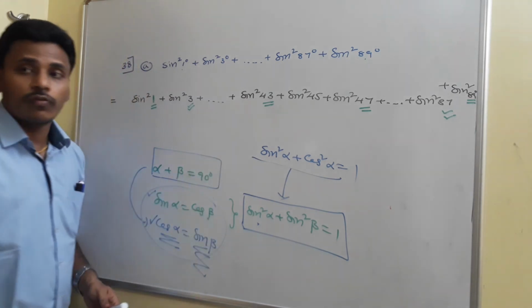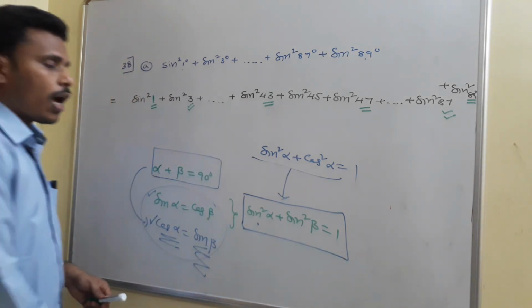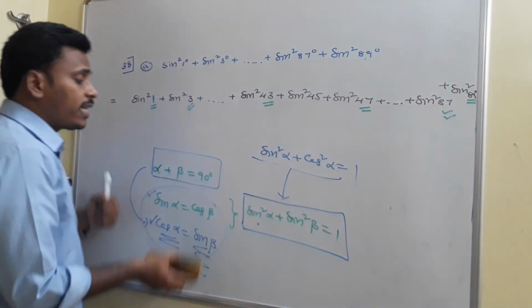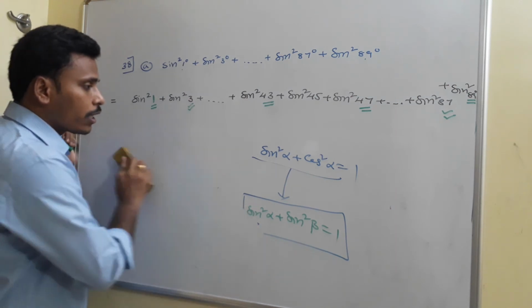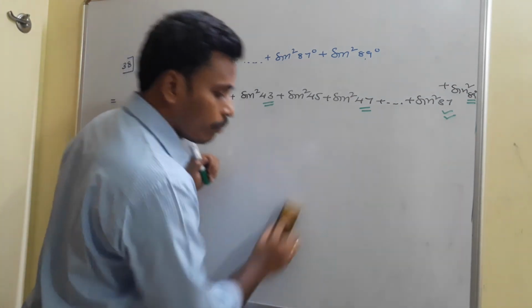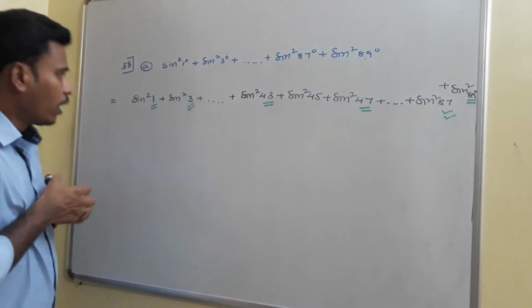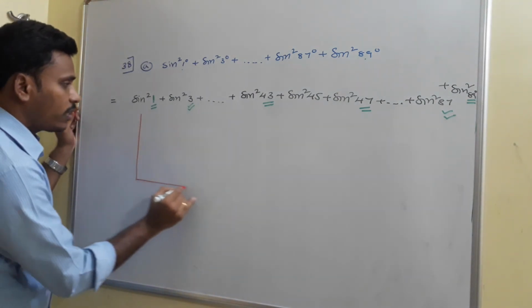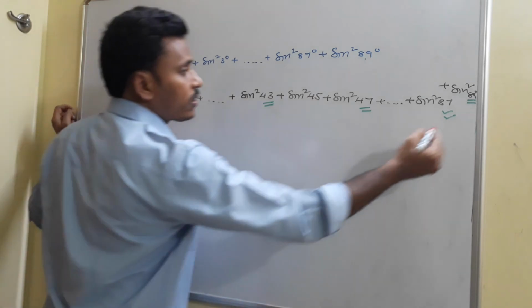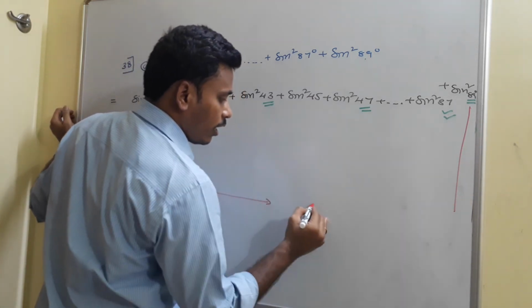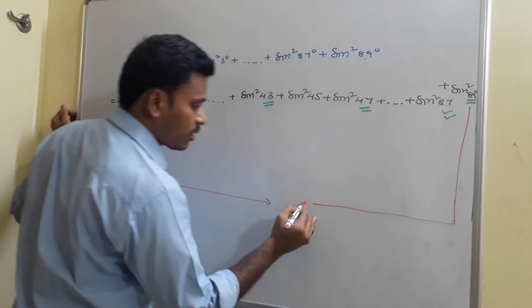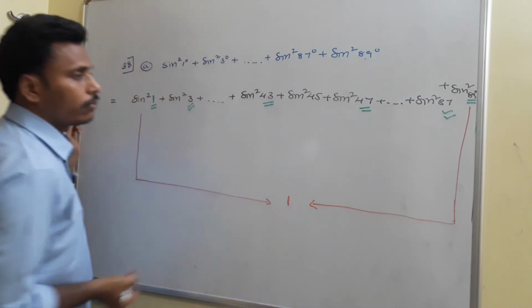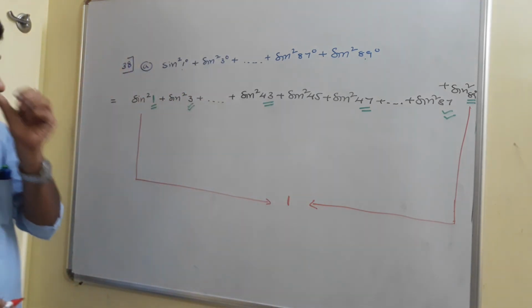square alpha plus sin square beta is equal to 1. So now if you combine the sin square of those angles, the result for each and every group is 1. Look at here again. Now see, this is sin square 1 and this sin square 1 as well as this sin square 89, if you add as in the previous case, the sum of these two numbers is 1. Why? Because the sum of the angles is 90, right?